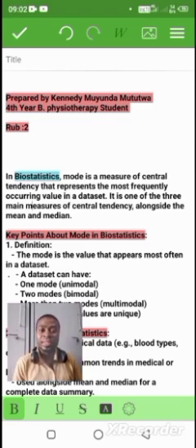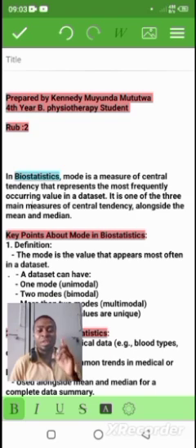All right, biostatistics. So mode is a measure of central tendency that represents the most frequently occurring value in a dataset. If I have 1 2 3 3 4 5 3 6 7 8, you find that the most occurring number is 3. So that would be my mode. Anyway, you will understand as we continue.